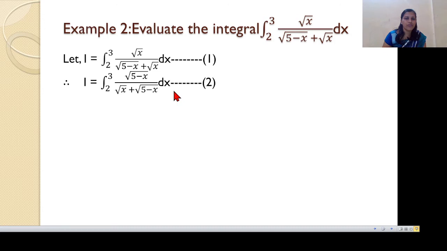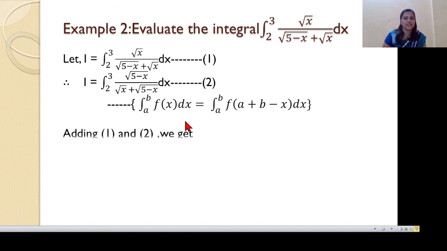How will this step occur? In this step, we have replaced x with the value 2 plus 3 minus x, that is 5 minus x. Replacing all three terms of x with the value 2 plus 3 minus x, we get these steps, and we call this equation number 2. So by using this property, we have replaced x with the value 2 plus 3 minus x.